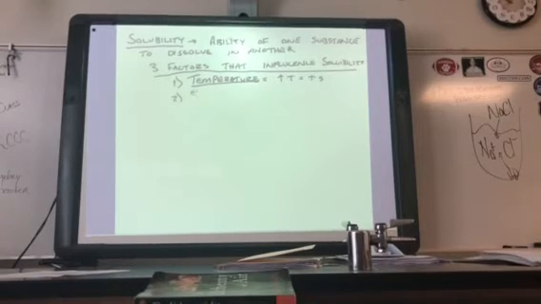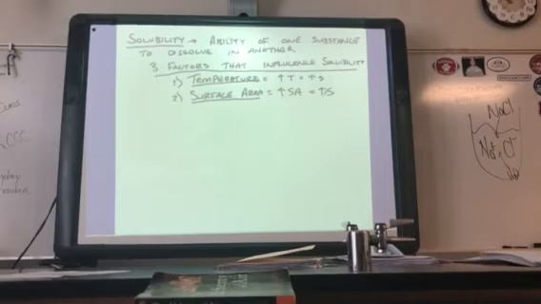The second one is surface area. With surface area, an increase in surface area equals an increase in solubility. So for surface area, we think about those sugar cubes at a restaurant. I think we all have some idea as to what those sugar cubes look like. So as surface area goes up, solubility goes up.